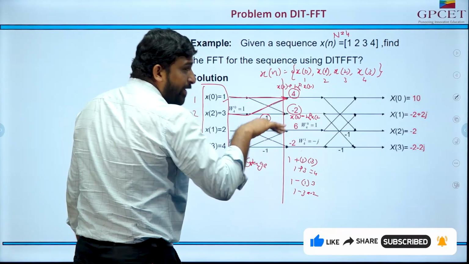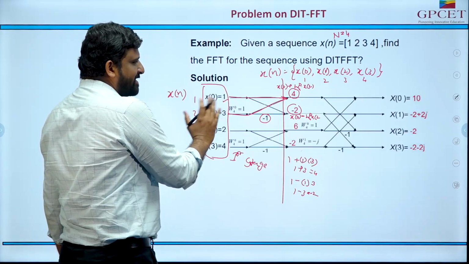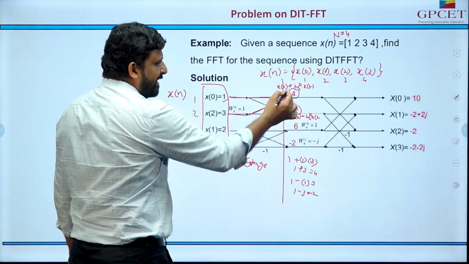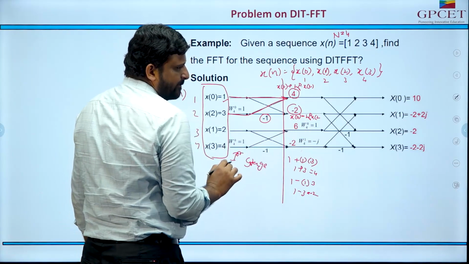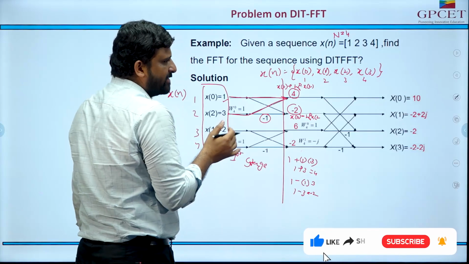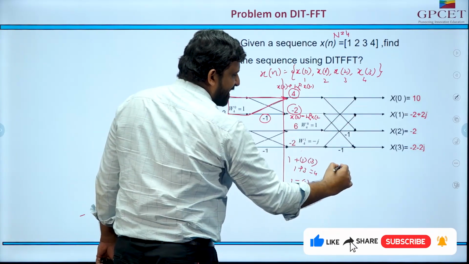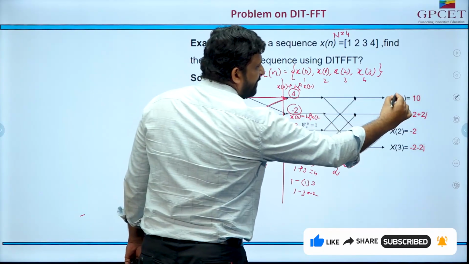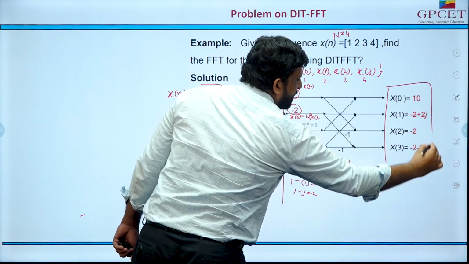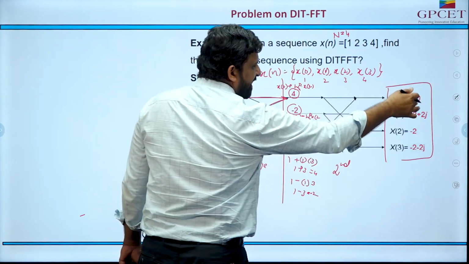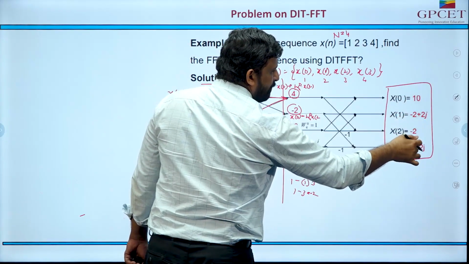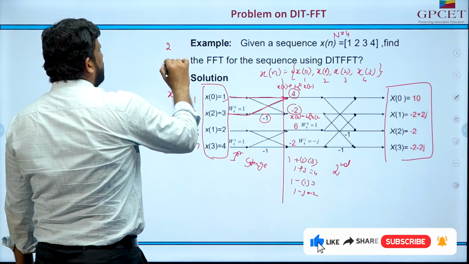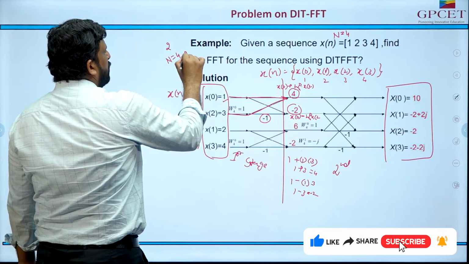Now we got the new input sequences. Don't consider the earlier sequences now. We completed the first stage, and I got the values 4, minus 2, 6, minus 2. Now these are the new input sequences. Here I am doing the second stage. In the second stage, after doing the same computation, finally the values I am going to get here are 10, minus 2 plus 2j, minus 2, minus 2 minus 2j. So for n is equal to 4, that is 2 power 2.